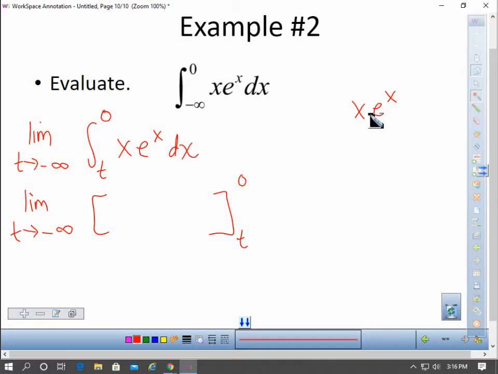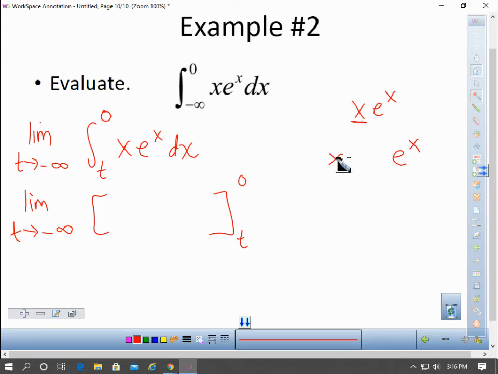This is one where we have to do ultraviolet voodoo. Okay? Now, you don't have to do the u and the dv. We can do the table thing. We can pick x to be our polynomial, right? And then e to the x to be the one we're going to do the antiderivative of. So I can do the tabular method.